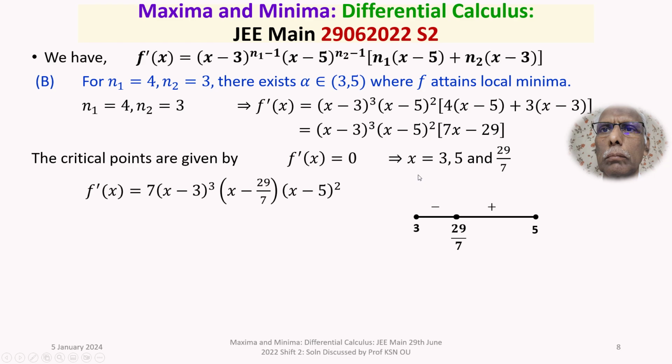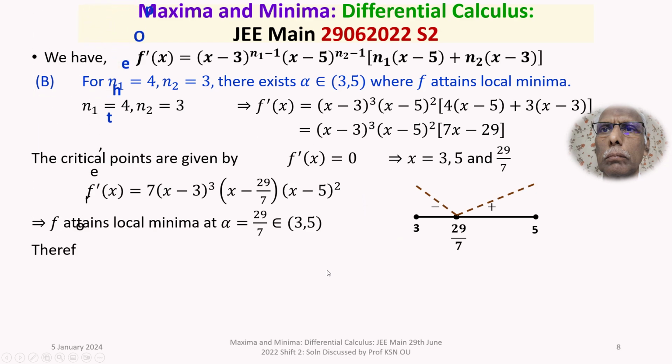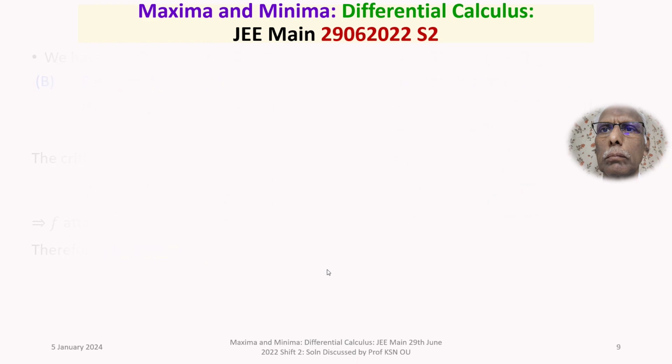That means f prime x is negative and then positive, so f attains its minima at 29/7. That is your alpha. So f attains local minima at alpha equal to 29/7, which belongs to (3, 5). We have obtained local minima, and in the option also local minima is given. So option B is true, but we have to find the option which is not true. Let's get into option C.